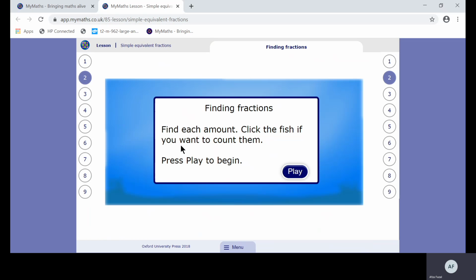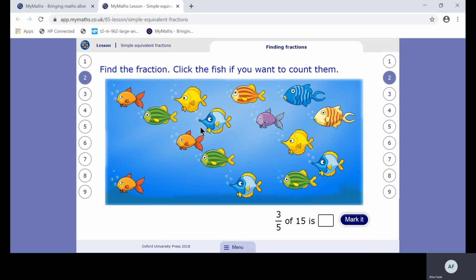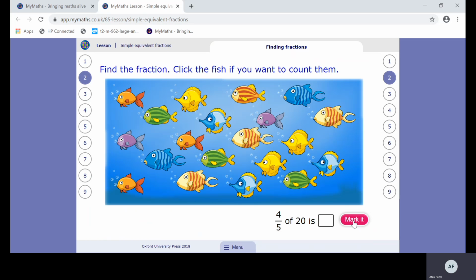Next one, finding fractions. Find each amount. Click the fish if you want to count them. Find the fraction, click the fish if you want to count them. Okay, so we've got 15. So 15 divided by 5 is 3. 3 times 3 is 9. 20 divided by 5. So I'm dividing by the denominator, multiplying by the numerator.